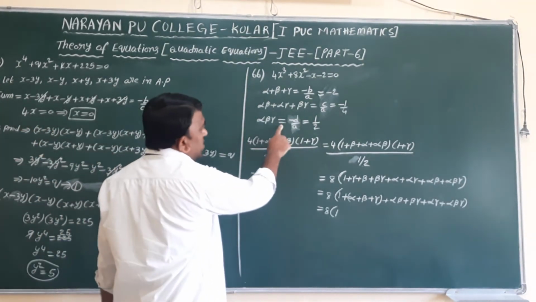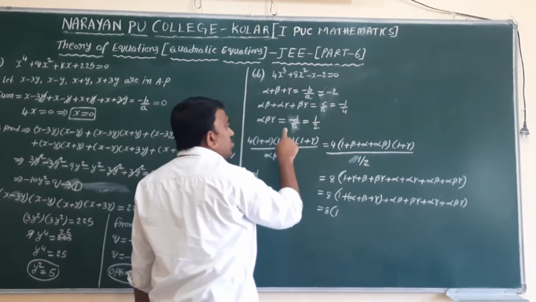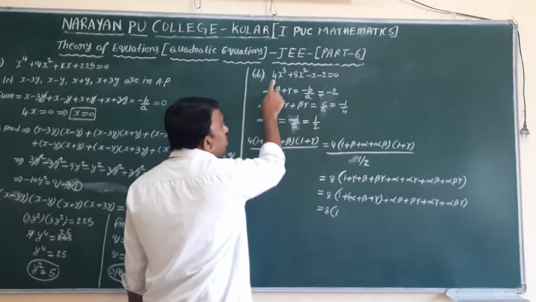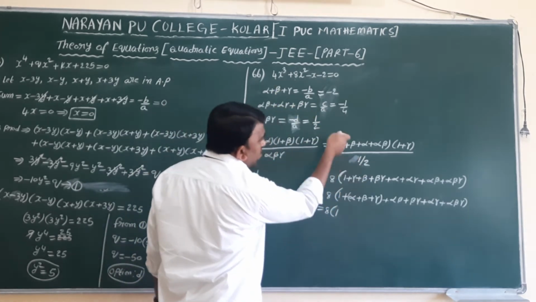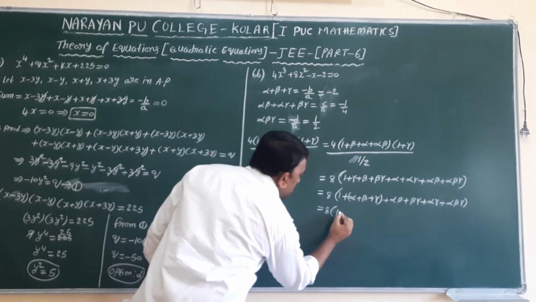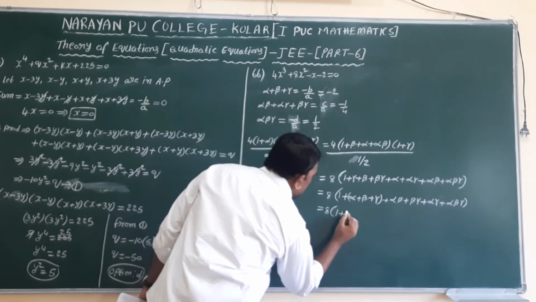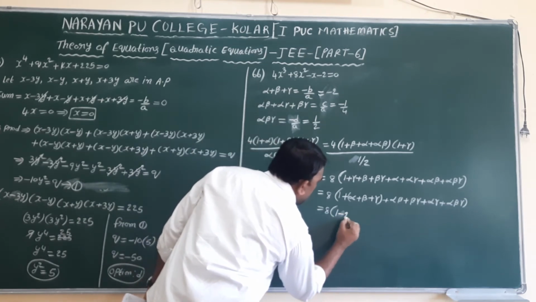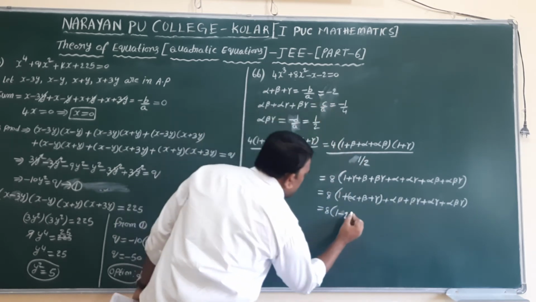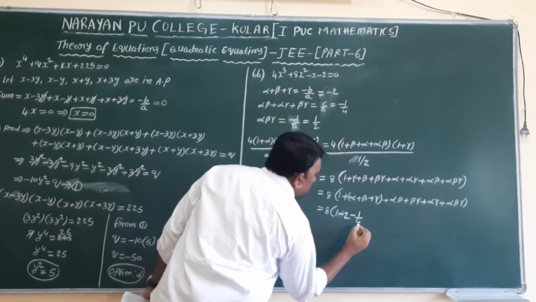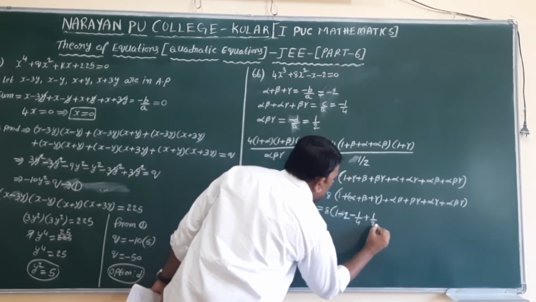I had a small correction: the product of this is minus d by m, but the d value is already minus 2. So minus of minus 2 by 4 is 1 by 2, not minus 1 by 2, it is 1 by 2. This 1 by 2 value is in the numerator, plus 8 into 1 plus alpha plus beta plus gamma is minus 2. So that is 1 minus 2 plus alpha beta plus beta gamma plus gamma alpha is minus 1 by 4, plus alpha beta gamma value 1 by 2.